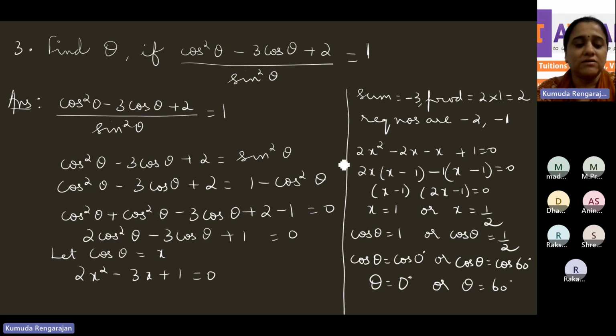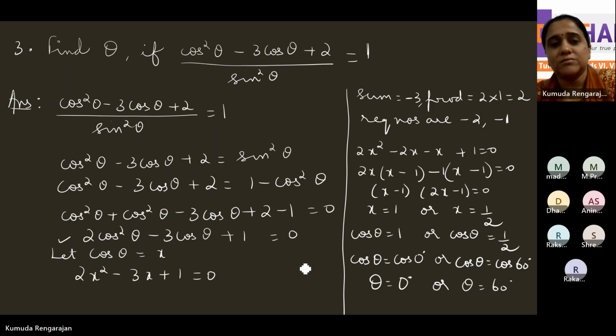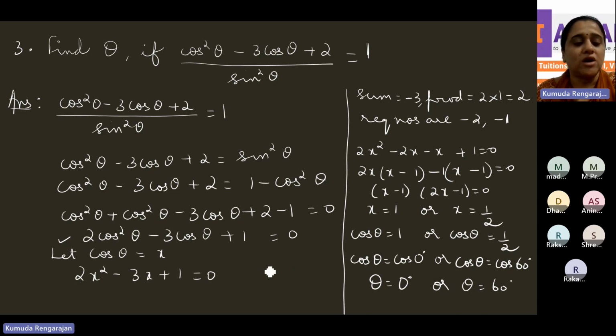On simplifying the like terms, you find 2 cos square theta minus 3 cos theta plus 1 is equal to 0. That looks like a quadratic equation, right? You just replace cos theta with x. So it will be 2x squared minus 3x plus 1 is equal to 0. It's a quadratic equation. So how do you solve this?